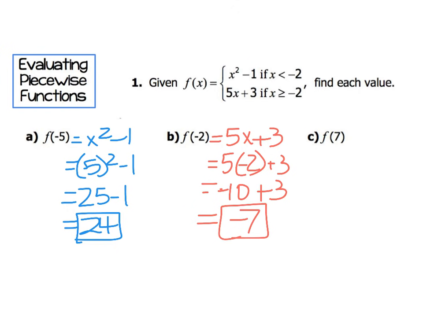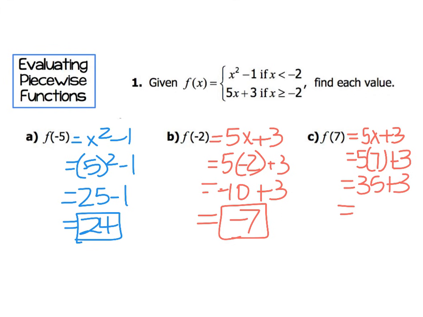Last but not least, f of 7. When x is 7, which one do we want to use? Well, the domain that falls in would be here because 7 is greater than or equal to negative 2. So once again, we're going to be using 5x plus 3, and we're going to substitute in 7 for x. So 35 plus 3. So f of 7 is 38.